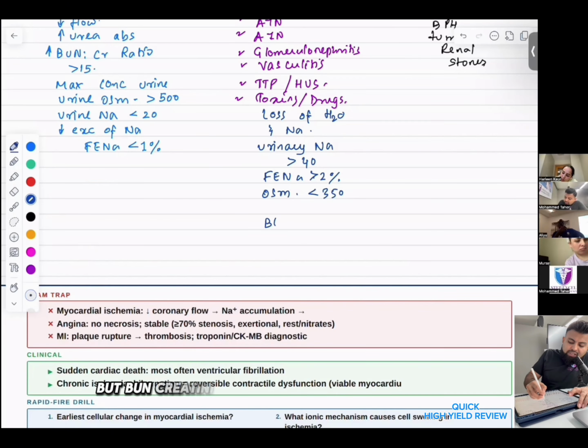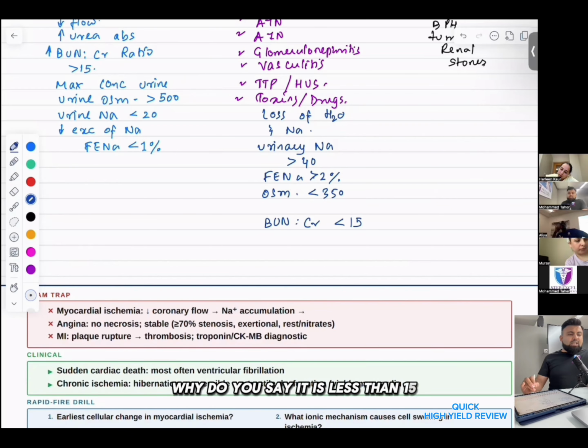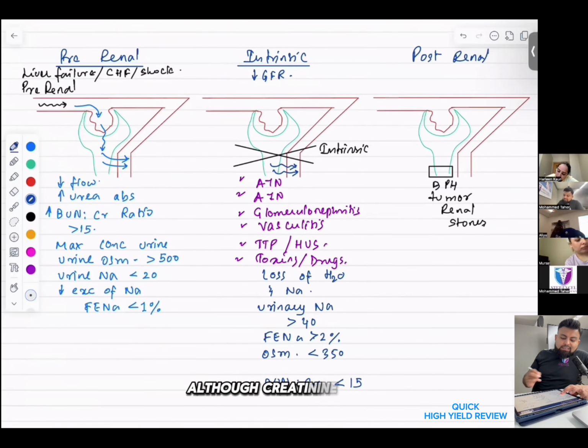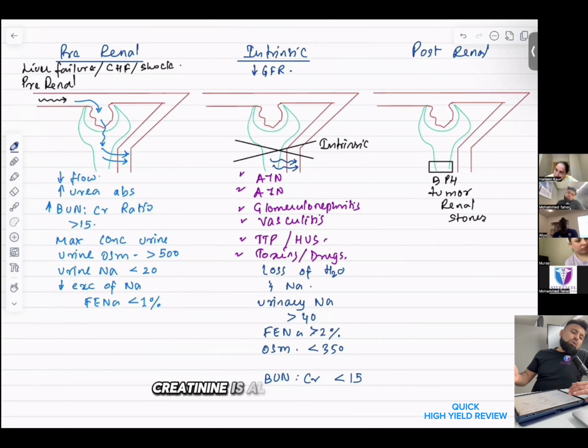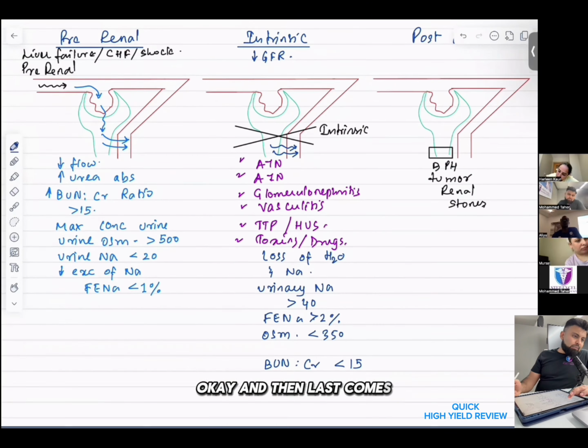But the BUN creatinine ratio is going to be less than 15. Why do you say it is less than 15? Because although BUN is rising, and creatinine is rising, the ratio is less than 15. Why? Since BUN or urea is retained, creatinine is also retained in the body. Okay? And then last comes post-renal azotemia.